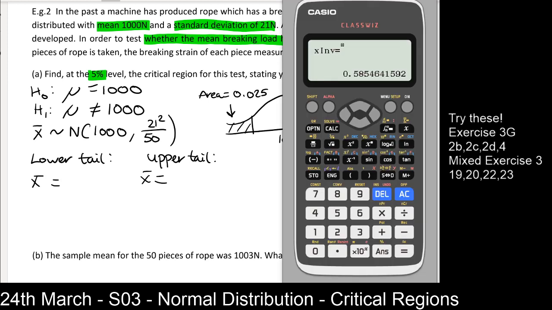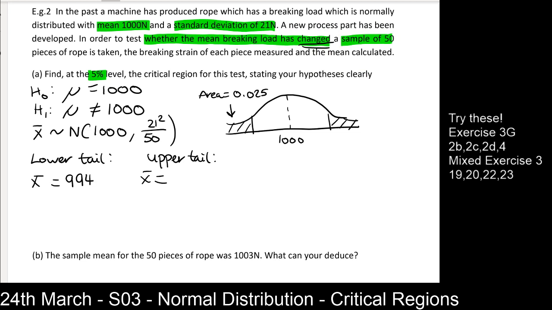So yeah, again, I'll get my calculator out here and show you what I'm doing this time. For the lower tail, I put in area 0.025. I just put in the area as it is because I want it to tell me the area to the left. Standard deviation is 21 divided by the square root of 50, or the square root of 21 squared divided by 50, whichever you prefer. And then we have a mean of 1,000. And we get 914.18.